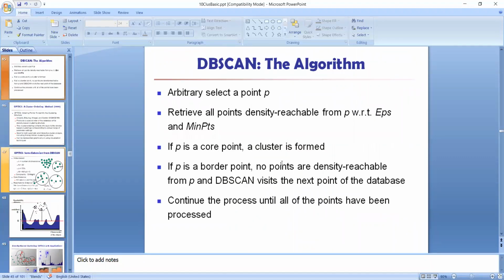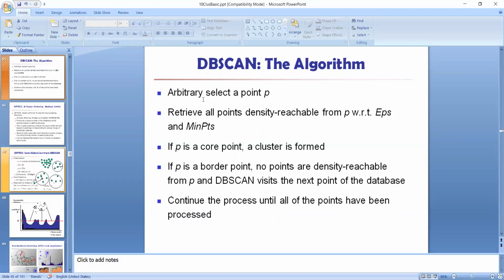Now we'll look into the algorithm of DBSCAN. In DBSCAN, we arbitrarily select any point, and retrieve all points that are density reachable from P with respect to epsilon and minimum points. And what was density reachable? Whether a point P is density reachable from Q: if we can make a chain of points from Q to P through directly density reachable points, then we can say that P is density reachable from Q.